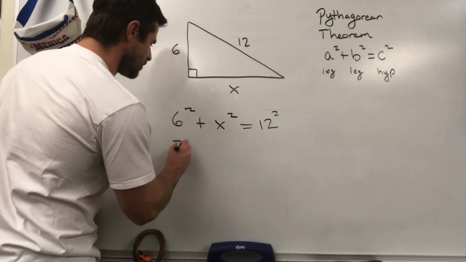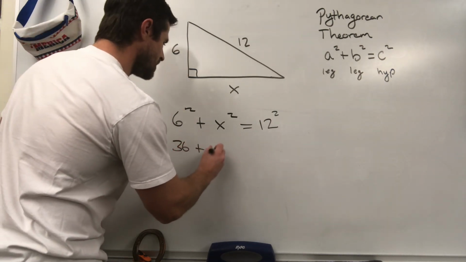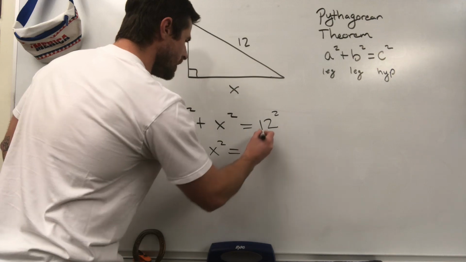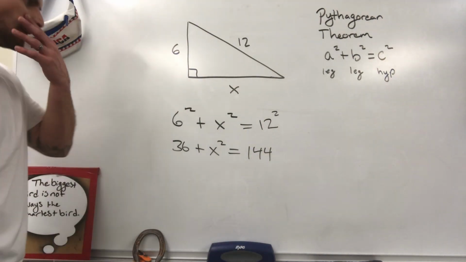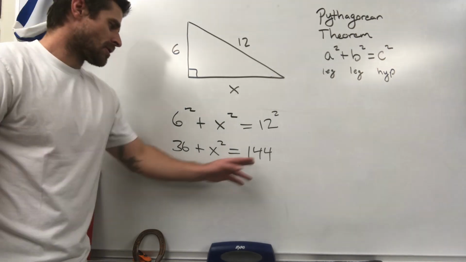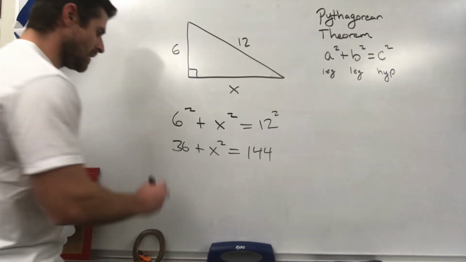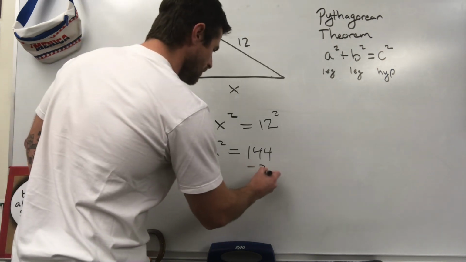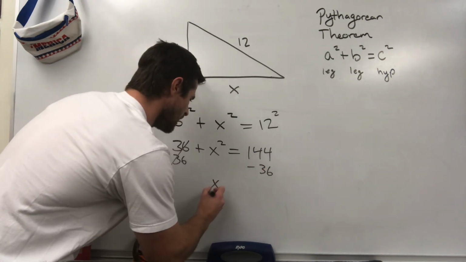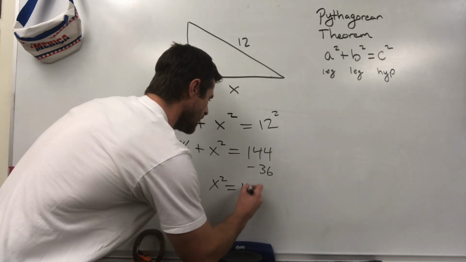6 squared is going to give you 36, plus we still don't know what x is, so it remains squared. 12 squared, we should know that that's 144. Shouldn't need to use a calculator for that if you're doing this kind of math. Now we got to start to solve. We're going to try and solve for x. We need to isolate it, so we're going to inverse operate 36 out of there, push it over to the right side. That's going to give you x squared equals 108.